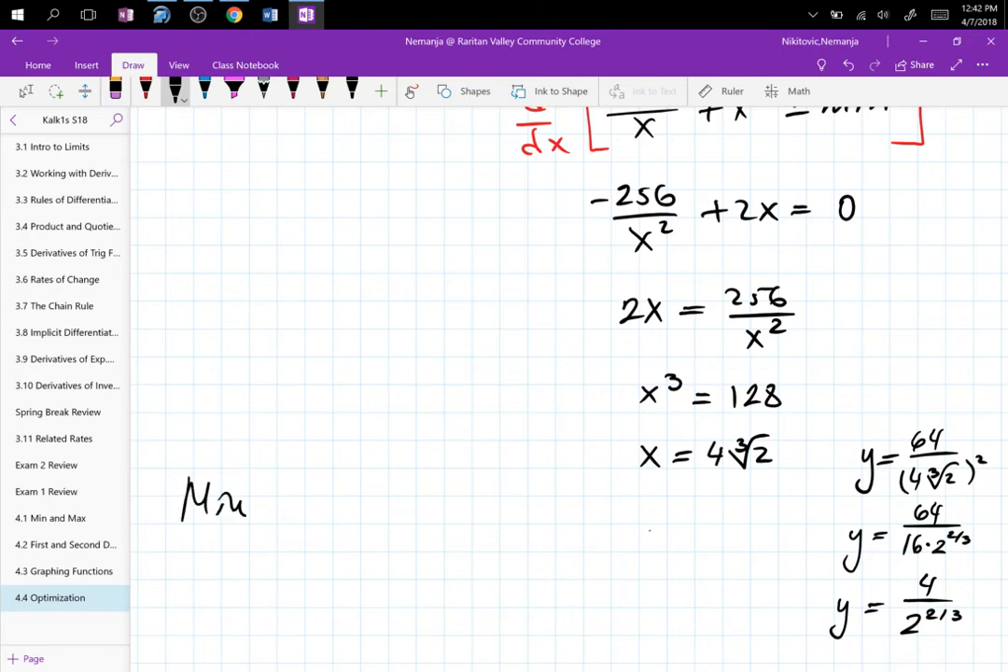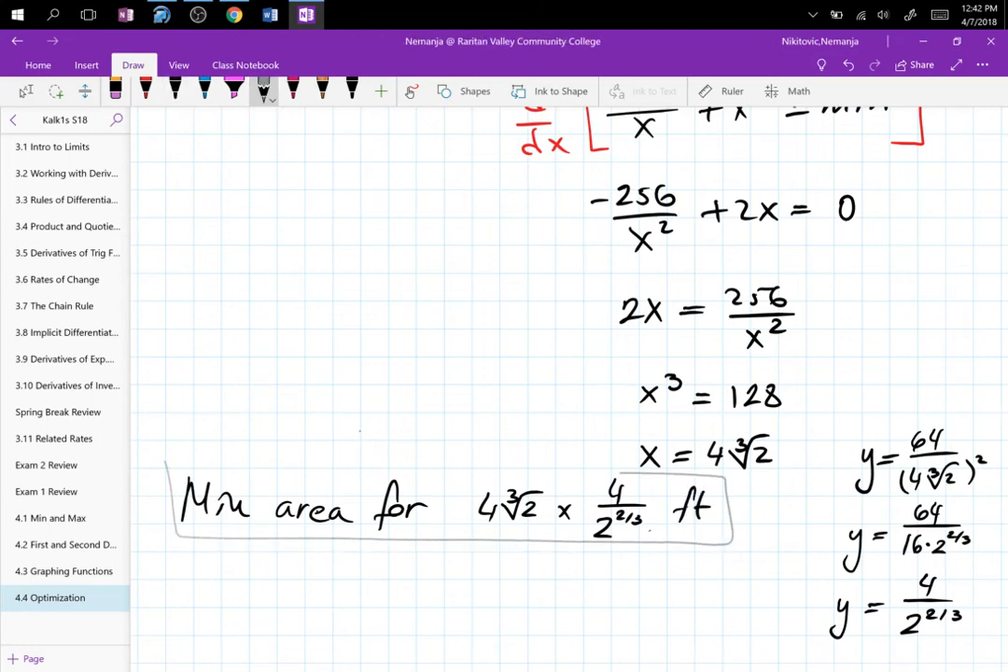So the minimum area is for 4 cube root of 2 by 4 over 2 to the 2/3. Now if you calculated decimals, in feet, right? If you calculated decimals, we can take those answers as well. This is exact.